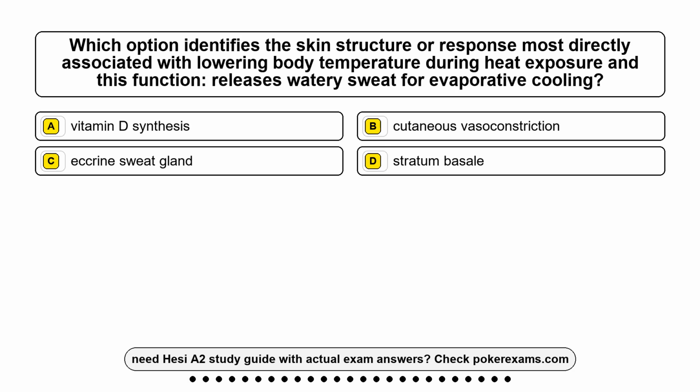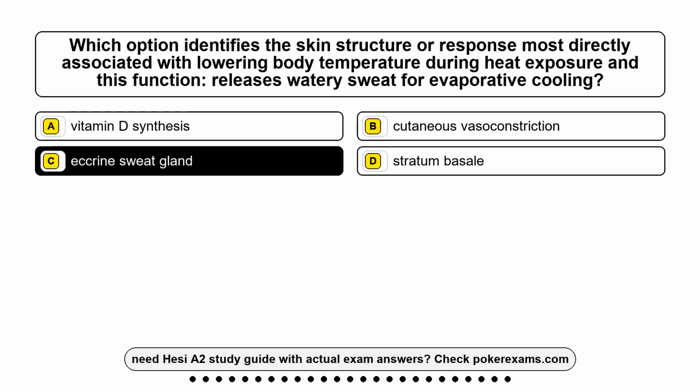Question 24. Which option identifies the skin structure or response most directly associated with lowering body temperature during heat exposure, and this function releases watery sweat for evaporative cooling? Option A, vitamin D synthesis. Option B, cutaneous vasoconstriction. Option C, eccrine sweat gland. Option D, stratum basale. The correct answer is option C, eccrine sweat gland.